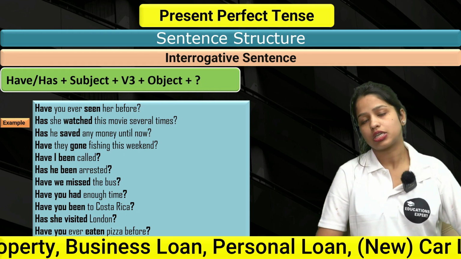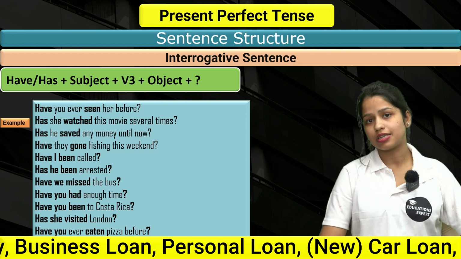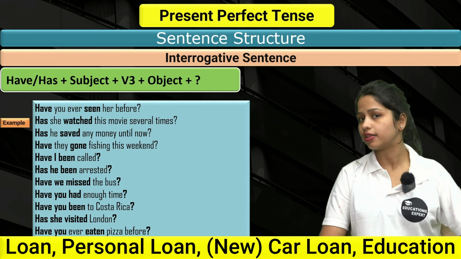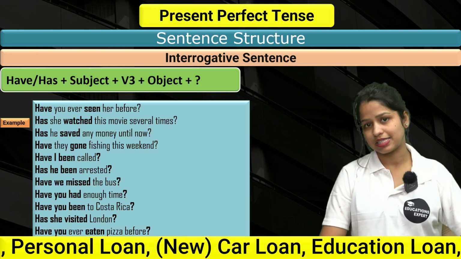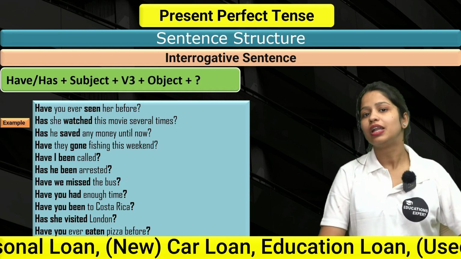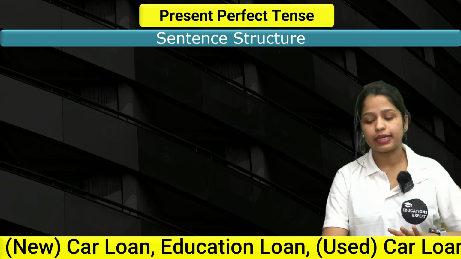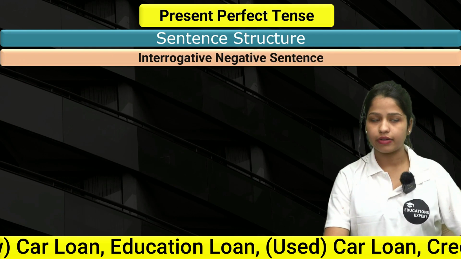If your subject is plural, you have to start the sentence with have, and if your subject is singular, then you have to start the sentence with has. I hope this is clear for you. Let's move forward and understand interrogative negative sentences. All right, next up we have interrogative negative sentences.